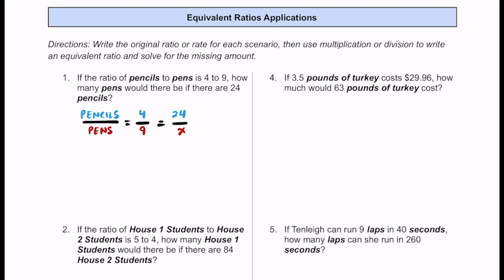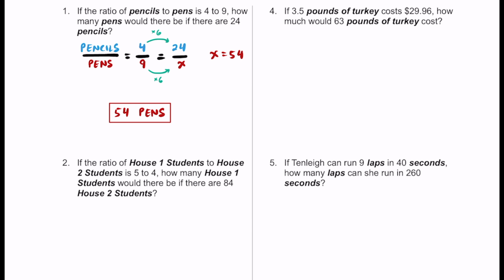Now, how do we get from 4 to 24? Well, through multiplication or division, we're going to multiply by 6. And if we're going to have 6 times more pencils, we need 6 times more pens. So 9 times 6 is going to be 54. So we know that X here is going to equal 54. So if we had 24 pencils, we would need to have 54 pens to keep the same ratio of 4 to 9.